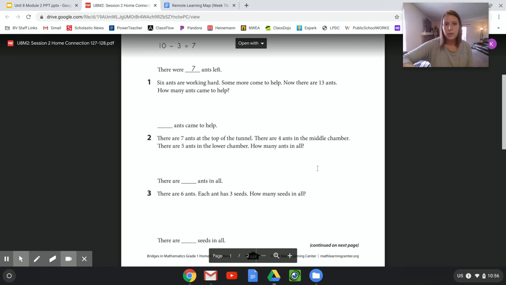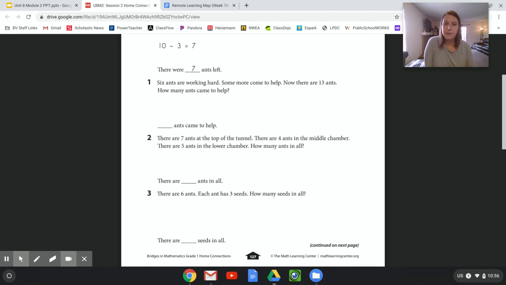Number 2, there are 7 ants at the top of the tunnel. There are 4 ants in the middle chamber. There are 5 ants in the lower chamber. How many ants in all? So show your work. How many ants in all? Number 3, there are 6 ants. Each ant has 3 seeds. How many seeds in all?